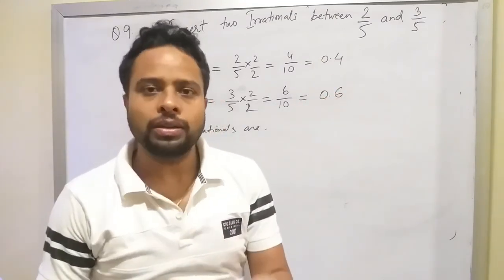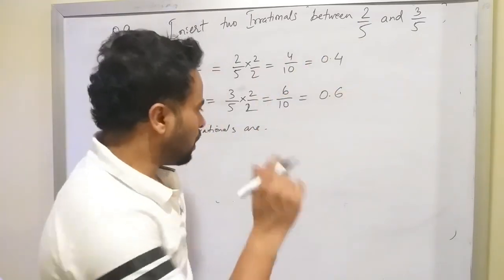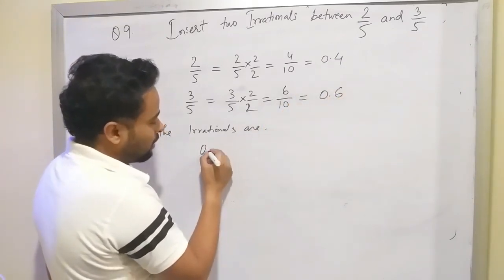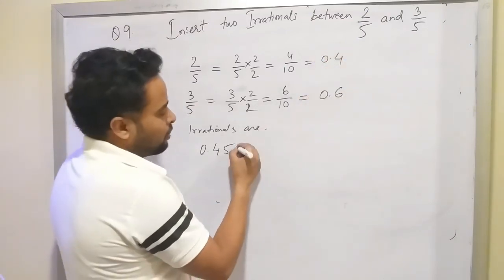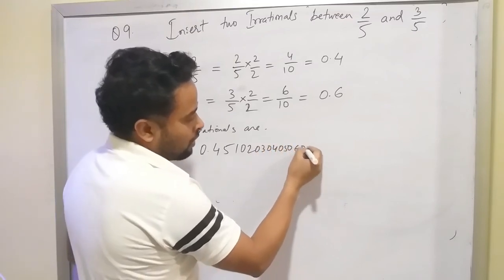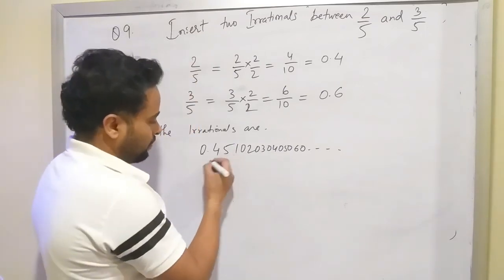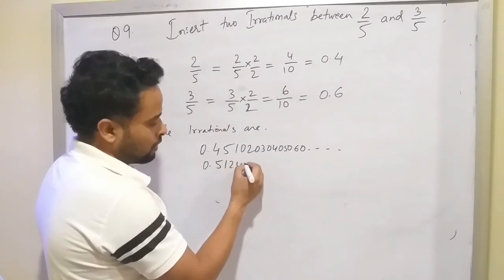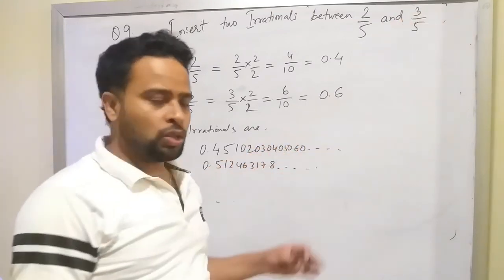I need to write 1, 2, what is being asked? Only 2. So you can write many irrationals. How do you write? Just take 0.4 and 0.6. Let us write 0.45. It is between 4 and 6. Then write 1, 0, 2, 0, 3, 0, 4, 0, 5, 0, 6, 0 and dot dot dot. So different numbers are coming. You can even write 0.5, 1, 2, 4, 6, 3, 1, 7, 8, dot dot dot, your mobile number and so on.